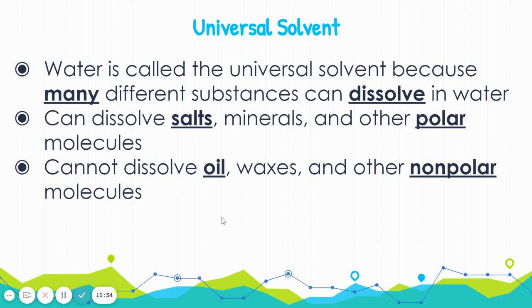Water is also called the universal solvent because many different substances can dissolve in water. It can dissolve salts, minerals, and other polar molecules very easily, but it cannot dissolve things like oil, waxes, and other non-polar molecules. So it can dissolve other things that are polar, which is many substances, but it can't dissolve things like oil. You've seen this before when you look at a bottle of salad dressing. The oil cannot dissolve into the water.